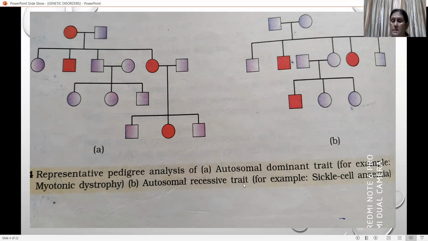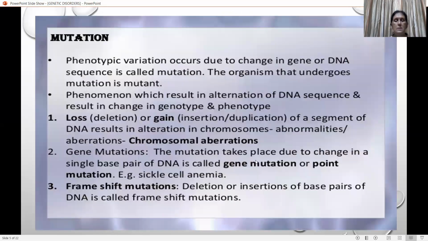Here the genetic disorder is present in body genes, or body chromosomes, but is always in recessive form. It is found in sickle cell anemia. In this case, we also discuss mutation, and why genetic disorders are found in the human body. Sometimes it is due to mutations, because phenotypic variation occurs due to changes in the gene or DNA sequence, which is called mutation. We know that mutation is a sudden change in the chromosome or gene sequence. The organism that undergoes mutation is called a mutant.